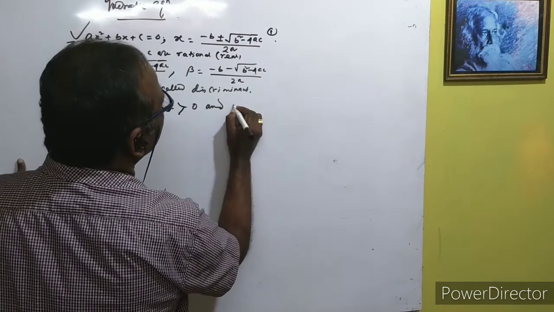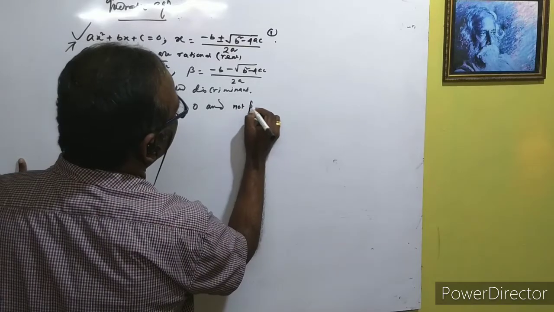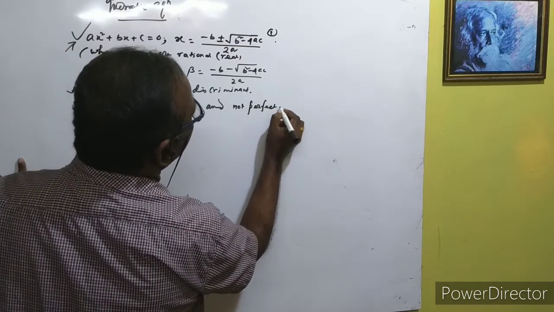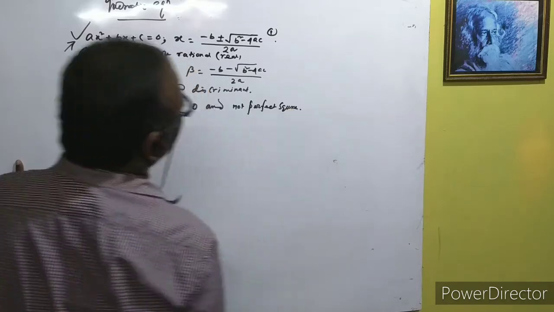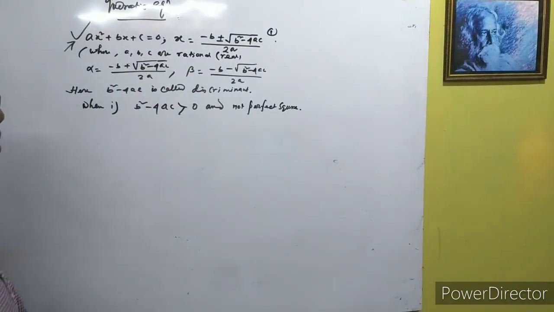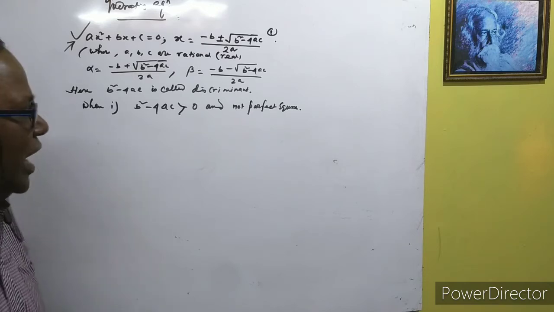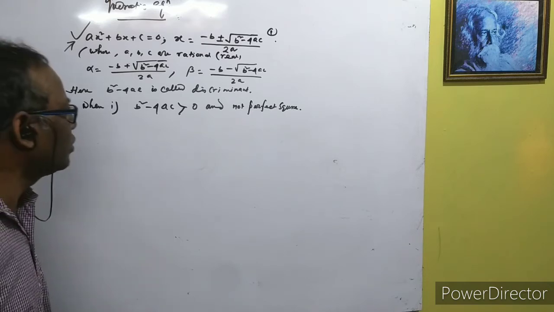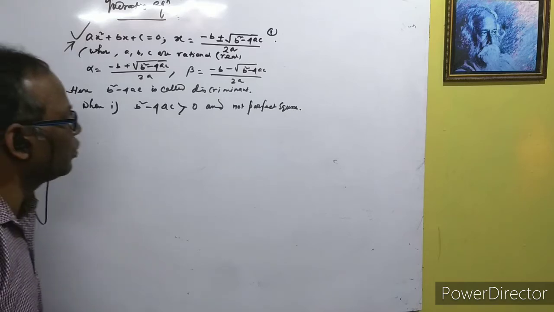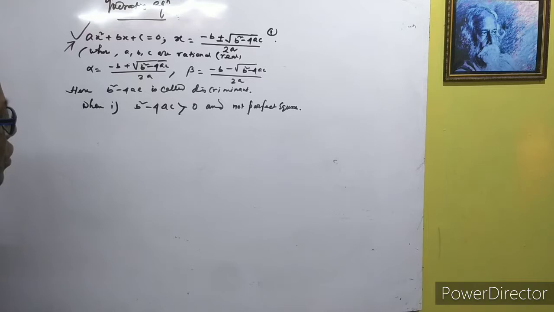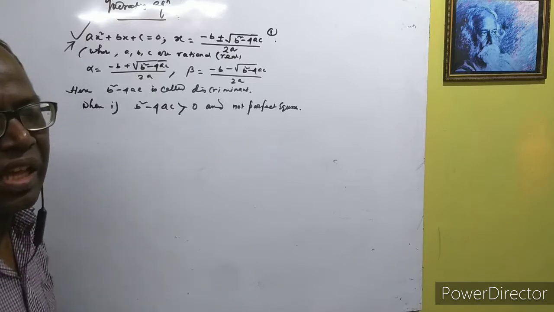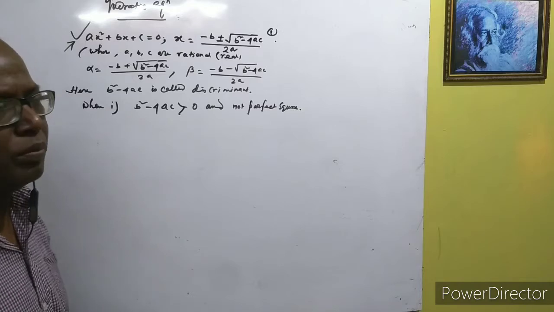and not a perfect square. To discuss the nature of the roots, we need to know about a, b, c. So first of all, let us assume a, b, c are rational numbers. On that basis, we want to point out the nature of the roots. Now, b square minus 4ac is more than 0, not equal to, more than 0, and not a perfect square. I mean to say the value of b square minus 4ac is not 9, 16 or other such perfect squares.